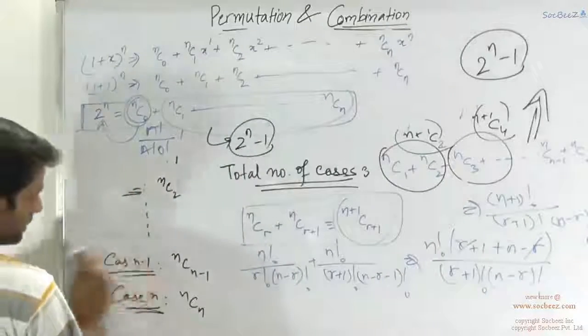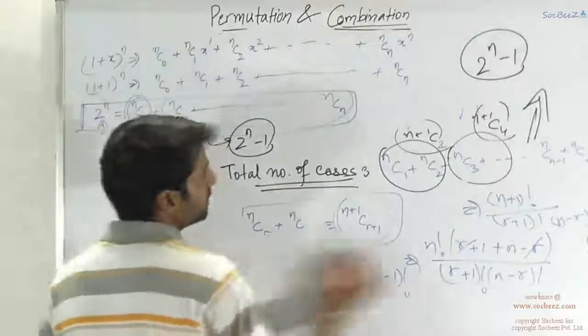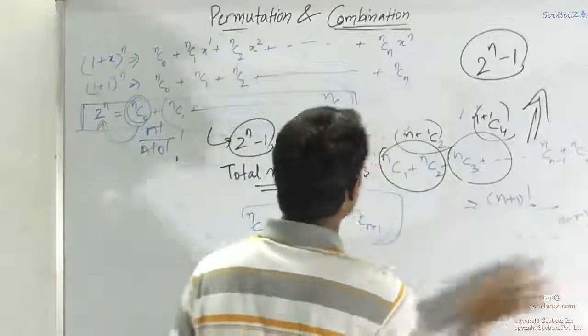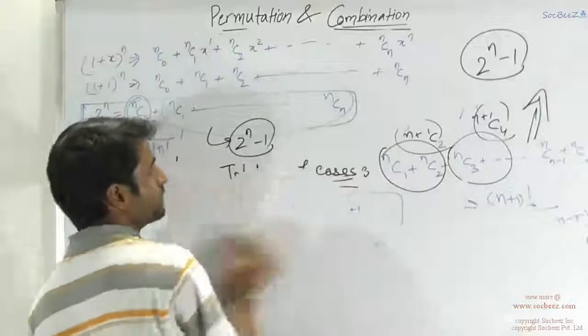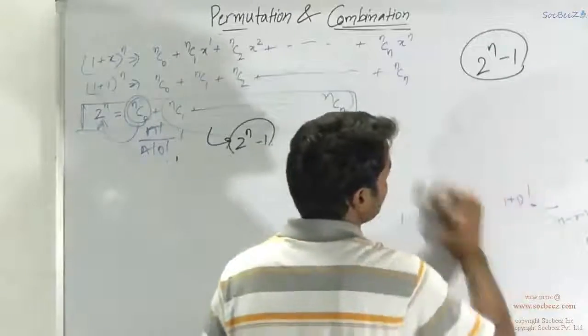So we'll do another TCP. I would not call it a separate TCP because it is based on this TCP only. So this would be the B part of this same TCP.